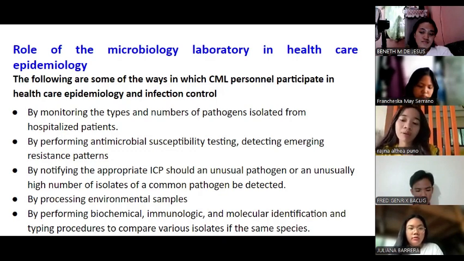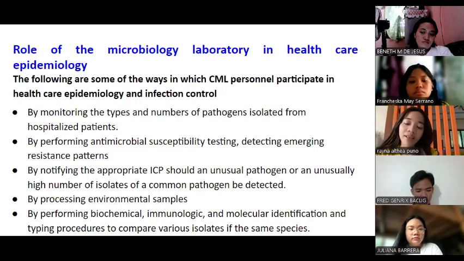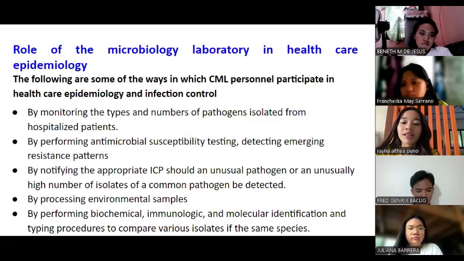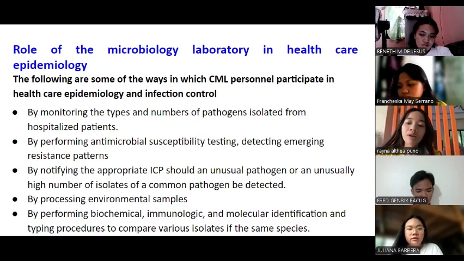By using biochemical, immunologic, and molecular techniques, the lab can identify and classify different isolates of the same species. This comparison is nakakatulong in tracking the sources of infections and understanding how they spread within the facility.